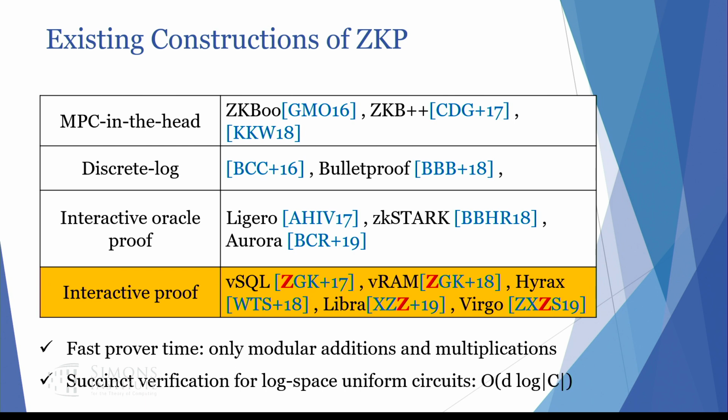So this was inherited from the original paper. When your circuit is log-space uniform, we can actually validate the computation faster than running it locally. Okay.